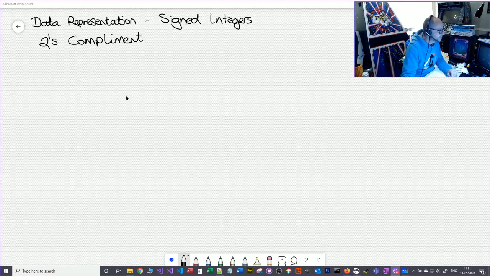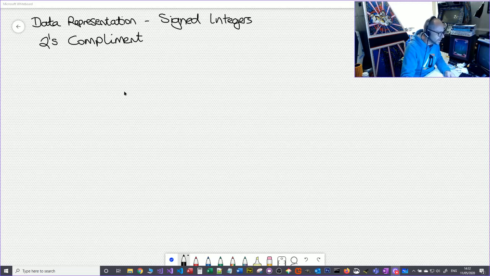Okay, but let's have a look at the process of 2's complement. It's got a weird name, and it's called 2's complement because it's a two-step process. To write down positive numbers is simple, it's identical to sign and magnitude, but to write down negative numbers, you have to go through the 2's complement process.